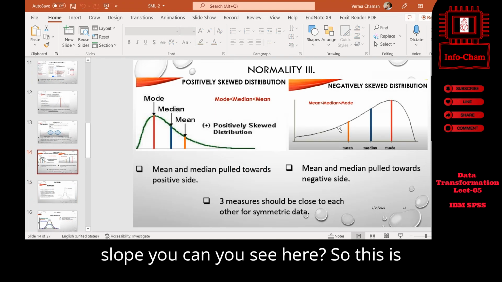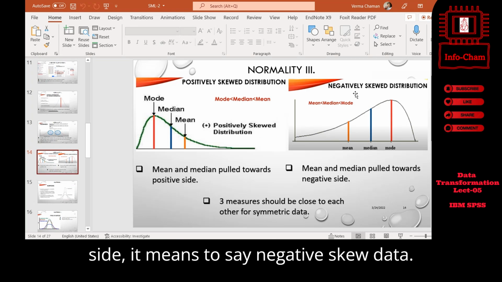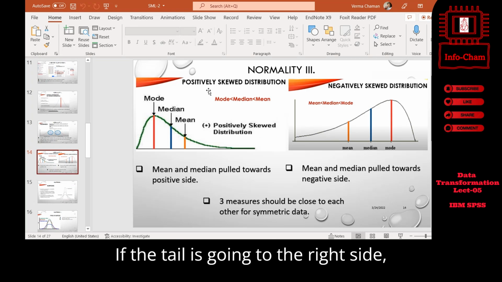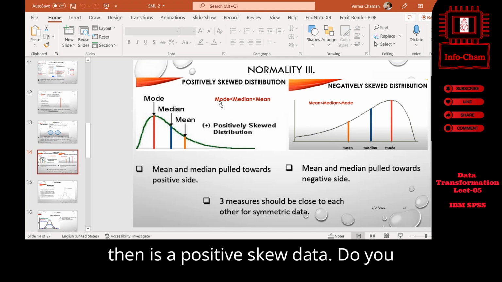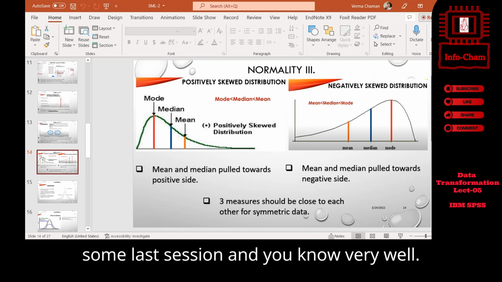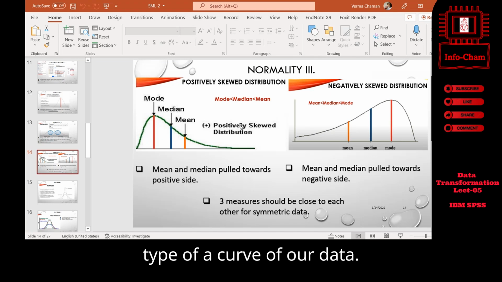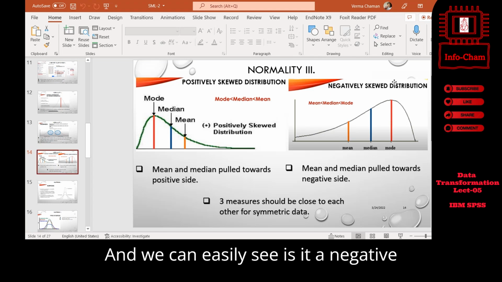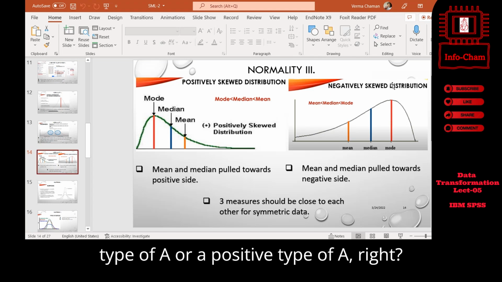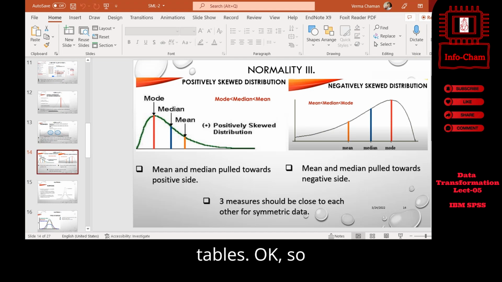Can you understand here? So this is the tail. If it goes to the negative side, it is negative skew data. If the tail goes to the right side, then it is positive skew data. Do you understand? We discussed this in the last session, and you know it very well. First of all, we have to look at the curve of our data, and we can easily see whether it is negative or positive. Also, you can check the values in the tables.